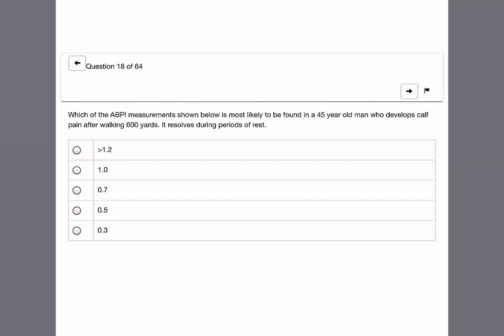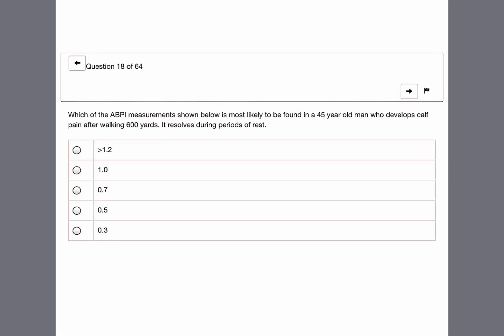More than 1 is seen in rheumatic arthritis, diabetic, and atherosclerotic patients. One is normal. The intermittent claudication range, with moderate stenosis, is around 0.7. So it's 0.7.